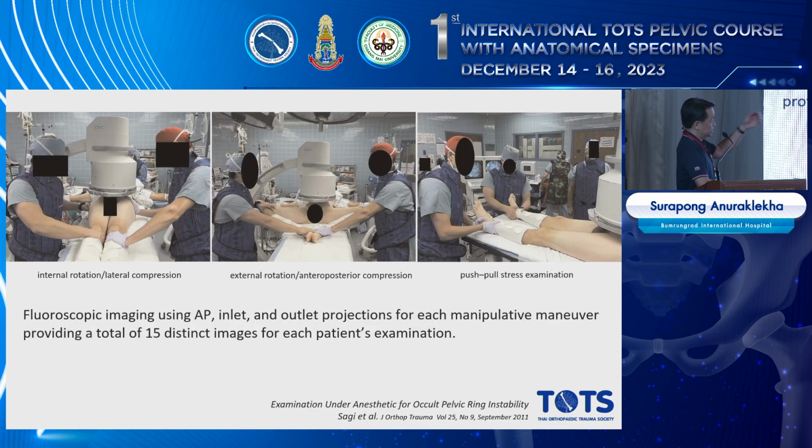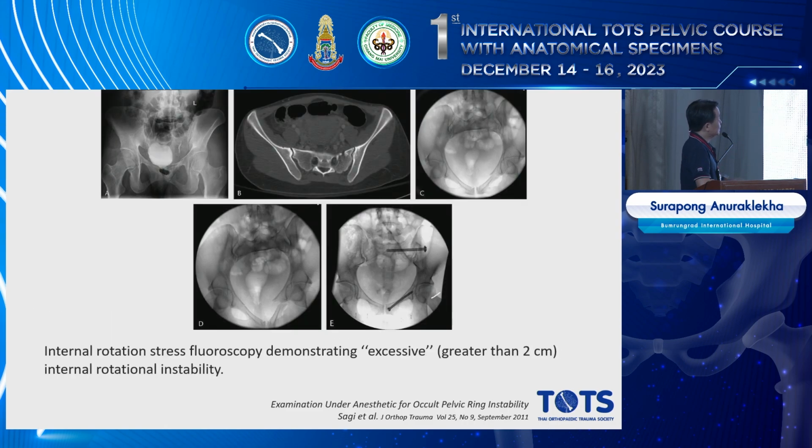So this is the publication in 2011 in which Sagi proposed the examination under anesthesia, which you may look at in the literature to get more information. This is what they show you. Internal rotation stress full load. You can see that when you do the stress full load, looking at the C and D, you can see the difference. And if you have excessive internal rotation instability, then you consider the fixation.